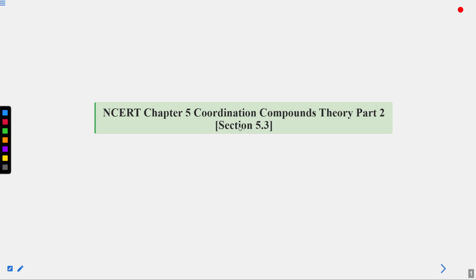Today we are going to study the theory part 2 of coordination compounds. Today we are going to cover the NCERT section 5.3. So let's begin today's topic, that is NCERT chapter 5 coordination compounds theory part 2, section 5.3.